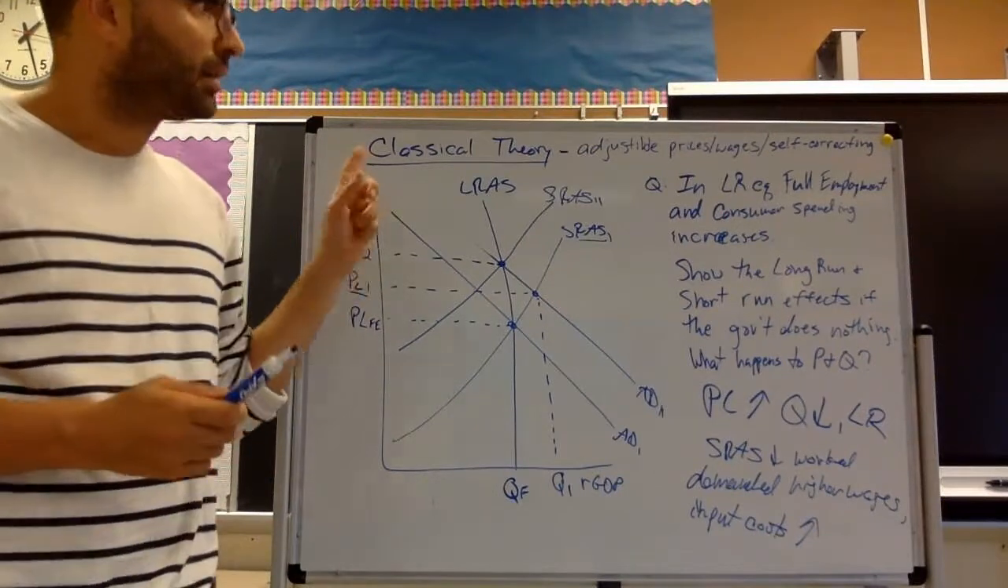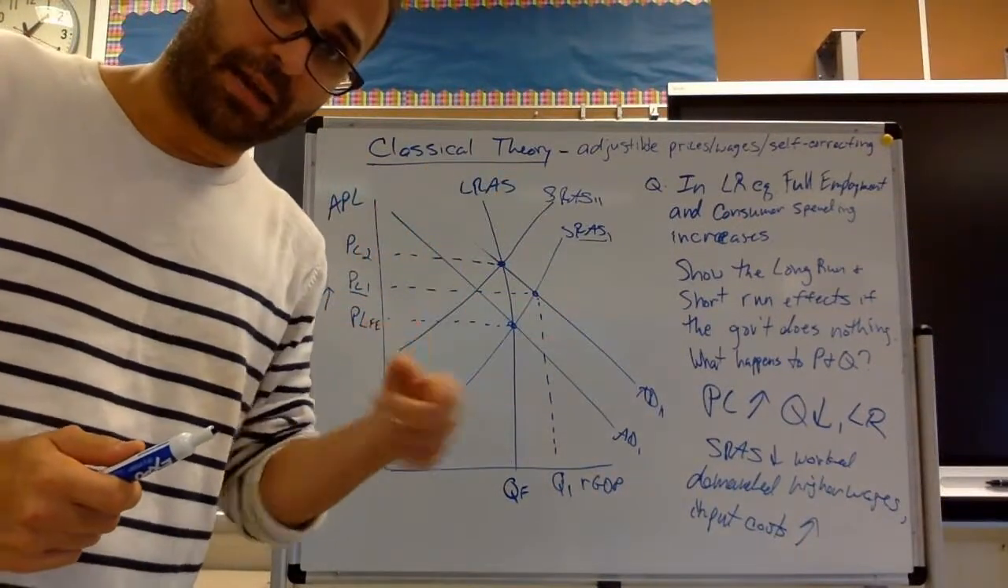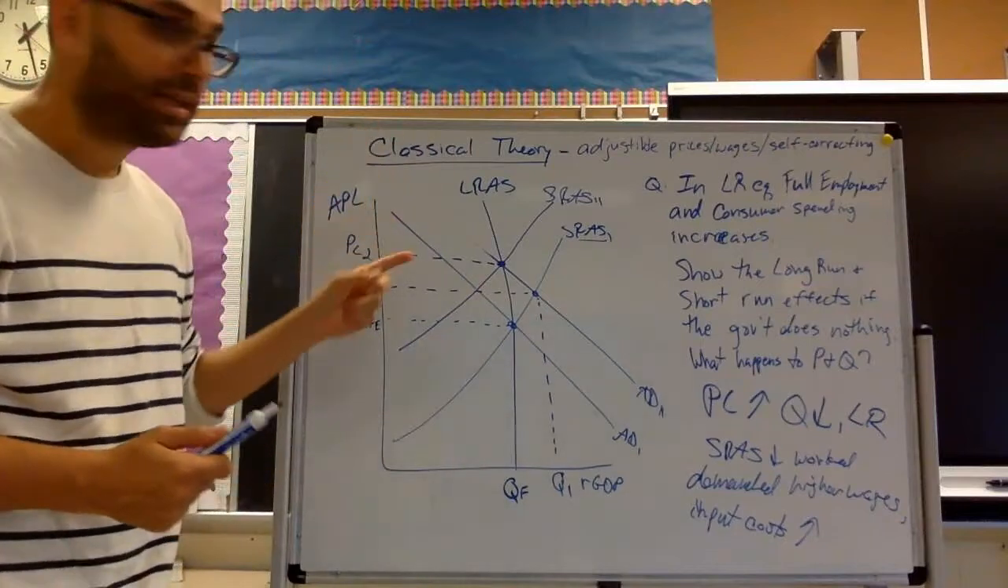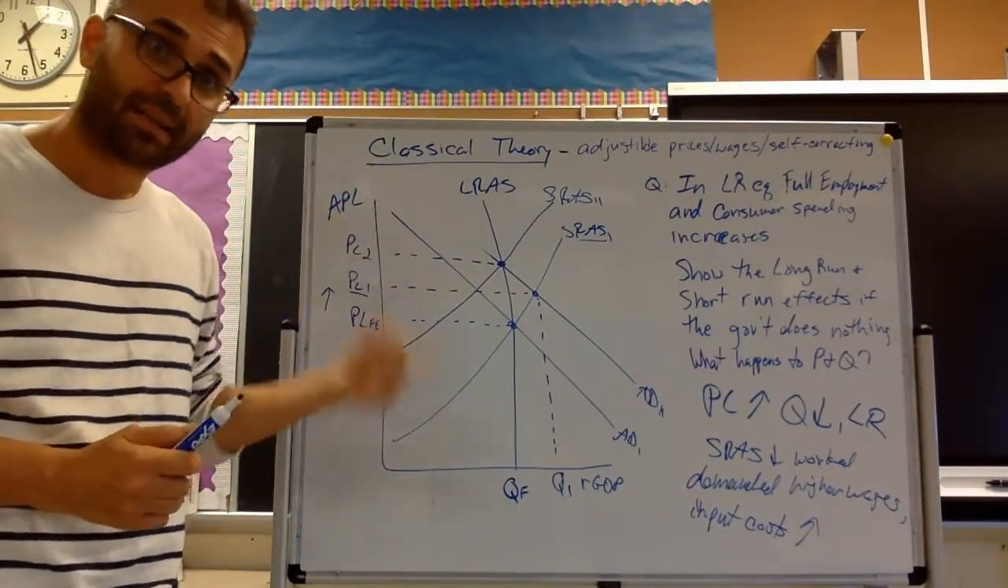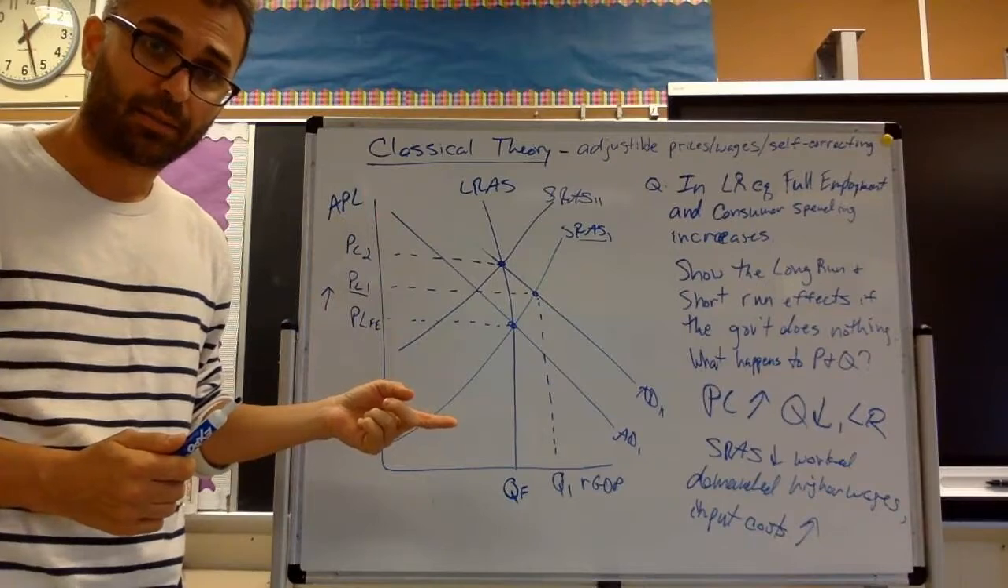All right? Classical theory, inflationary gap, recessionary gap: wages get demanded to be higher, or they get accepted to be lower in the other example. All right, hope you got it. Next video is on Keynes's theory.